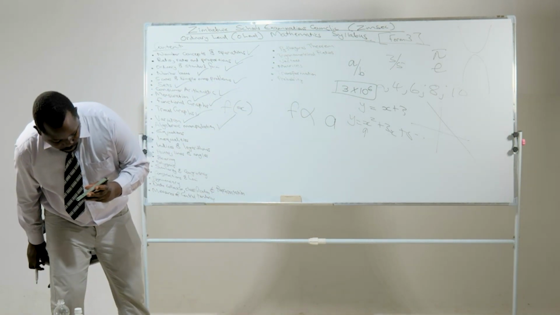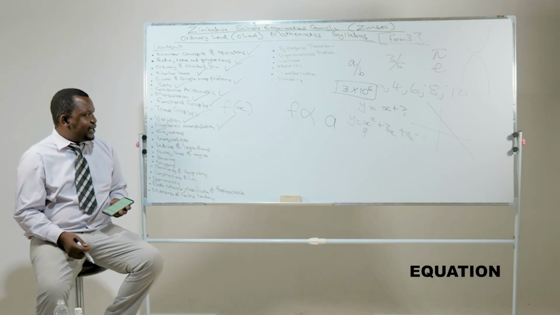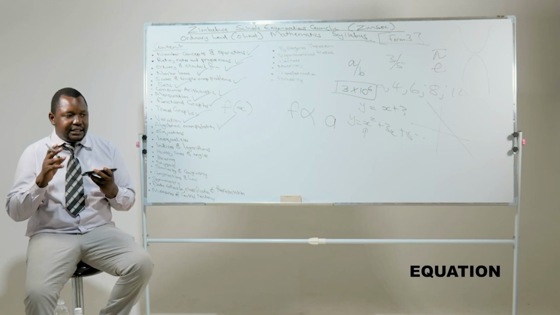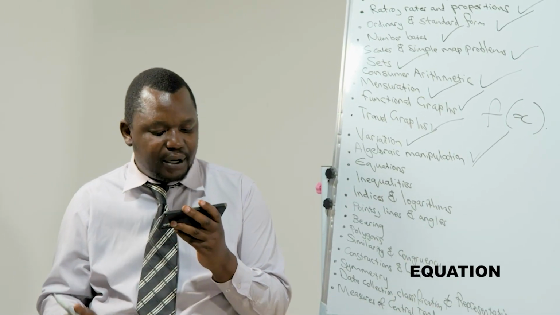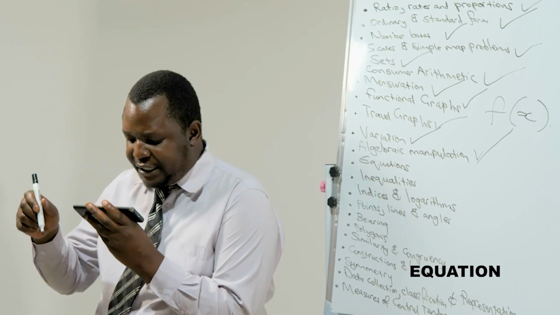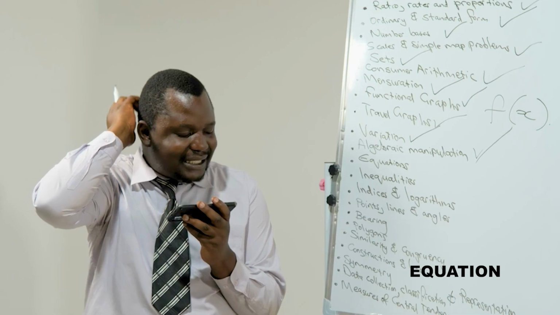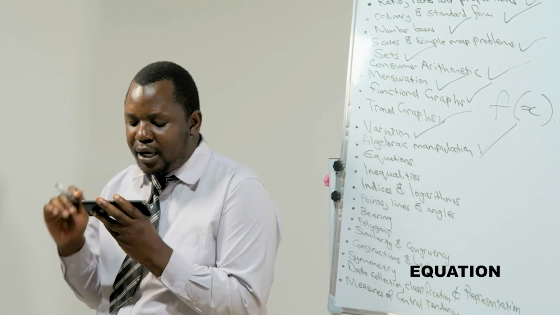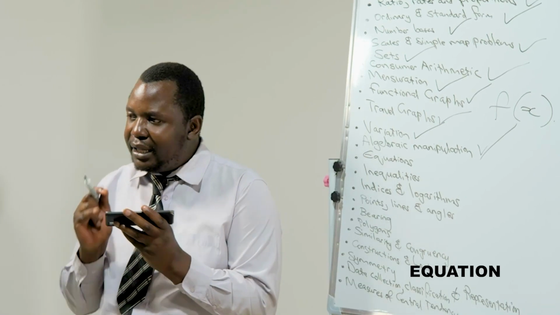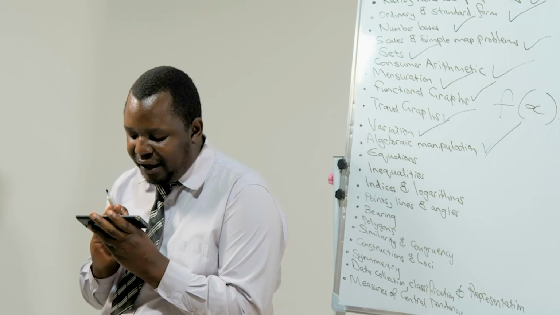We now want to look at equations. Right, by definition, equations are algebraic statements in which two quantities are equal in value. So the first objective, we need to solve linear simultaneous equations using the following methods: the elimination method, the substitution method, the graphical method.